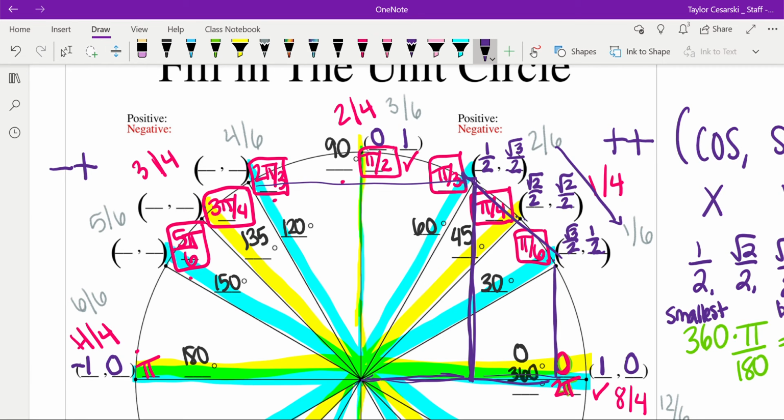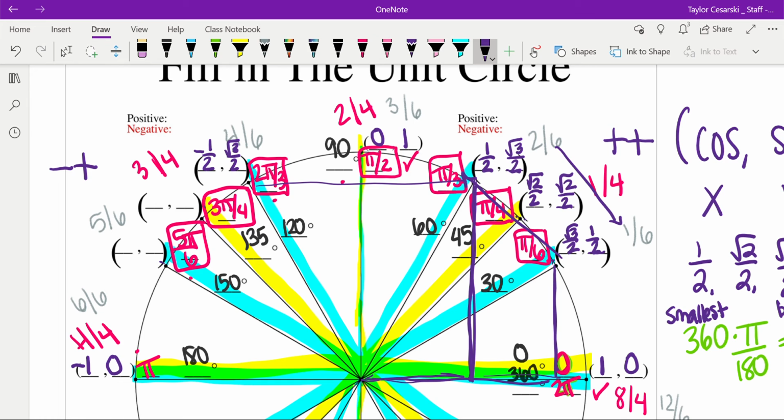135 is directly across from 45. 150 is directly across from 30. So if I'm looking at 120 degrees, I can just reflect it from 60. So that's going to be negative 1/2, square root of 3 over 2. All I've done is taken the x value and made it negative.